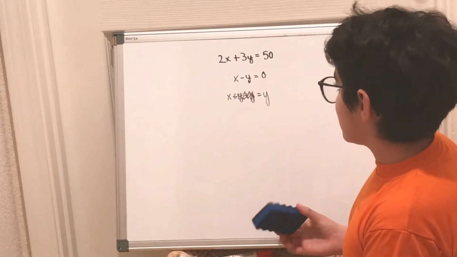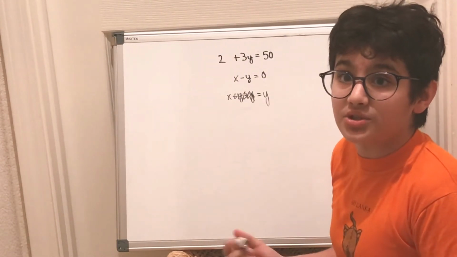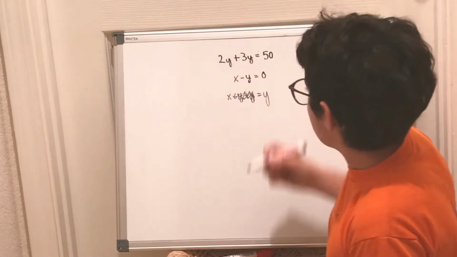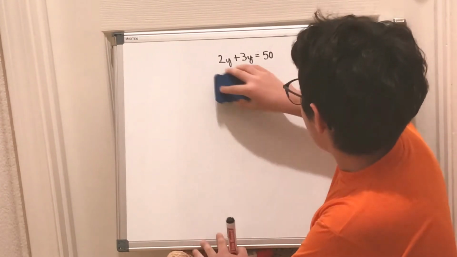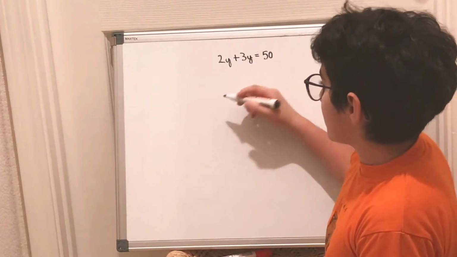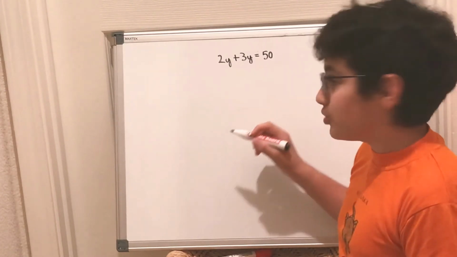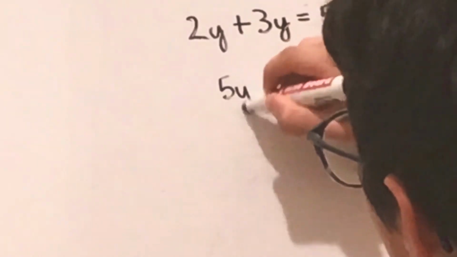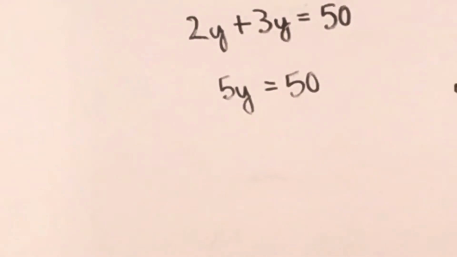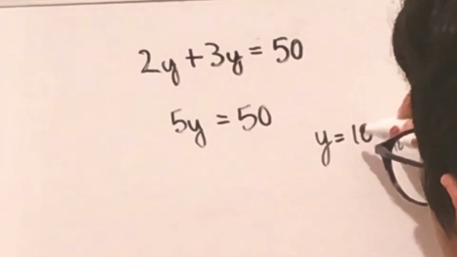And now since x is the same as y, we can just replace that x over there with a y, because x and y both have the same values. So 2y plus 3y is 50. And 2y plus 3y is 5y, right? Because it's y plus y, which is 2y, plus y plus y plus y, which is 3y. So now we have 5y equals 50. And after we divide each side by 5 to single out y, we get y equals 10.